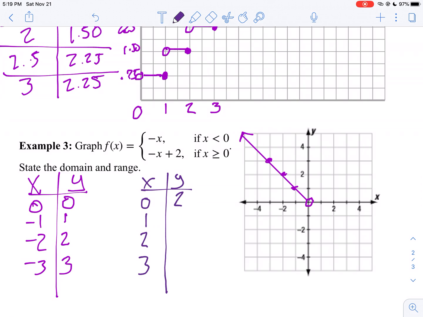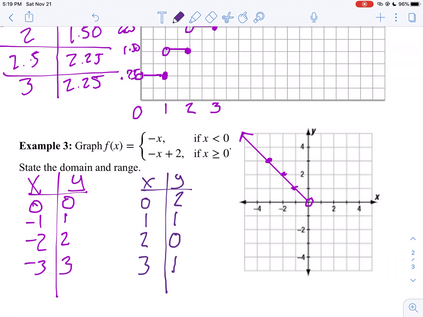Then I'll do my next one. The opposite of 1 is -1. Negative 1 plus 2 is a positive 1. And then the opposite of 2 is negative 2. Negative 2 plus 2 is 0. And then I'll do 3. The opposite of 3 is negative 3 plus 2 is negative 1.